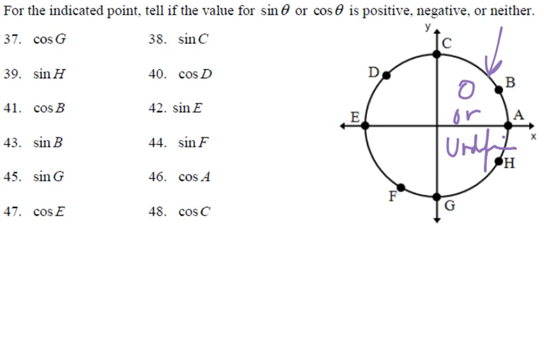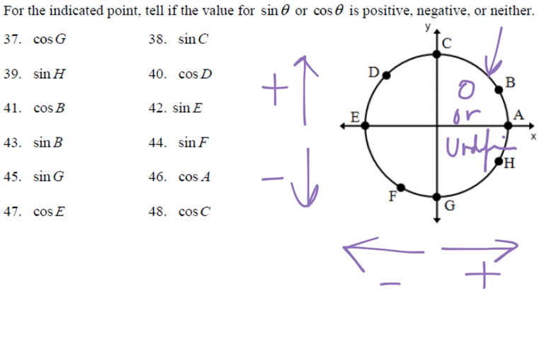So once again, dealing with sine and cosine. So where is sine positive, where is it negative? Think, sine is the up and the down, so it's positive up here, negative down here. Cosine is the right and the left, positive to the right, negative to the left. We're not dealing with any tangents.